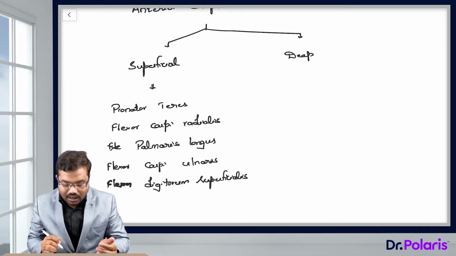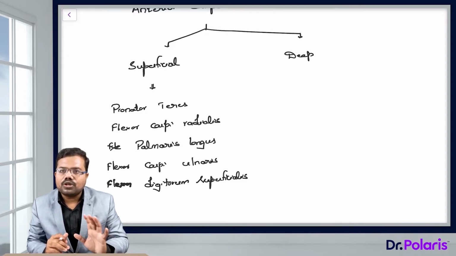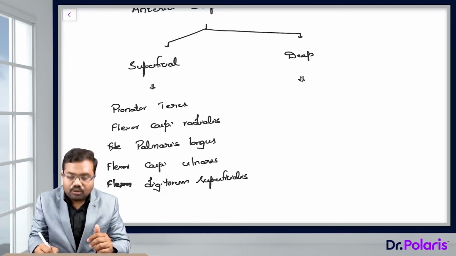In some books, they will consider Flexor Digitorum Superficialis as an intermediate group, but in Gray's Anatomy, it was given as a superficial group only. So go with that flow only. Whereas in the deep group, there are three more muscles present.